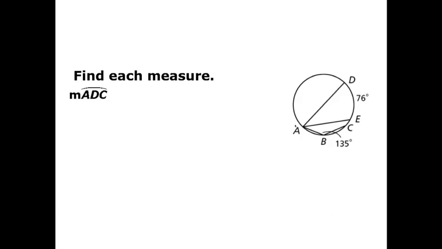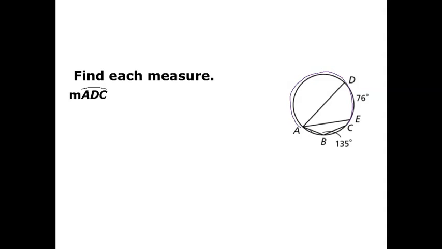All right, now we want to find the measure of major arc ABC. So what we're talking about is the arc that goes from A all the way around to C, but has to pass through D. So all the way around here. That arc. That's the one we're looking at.